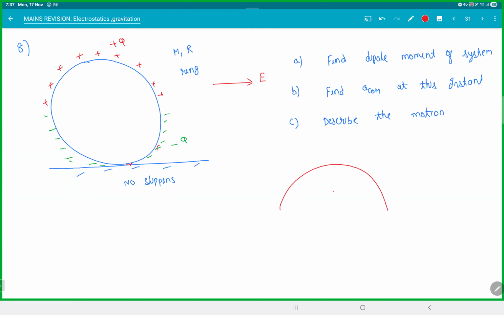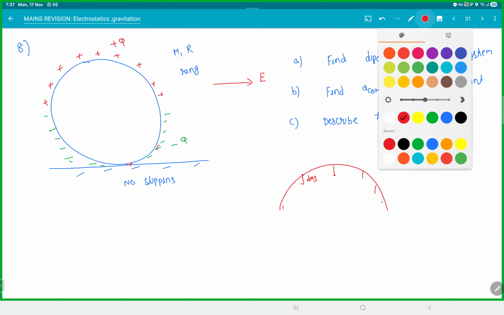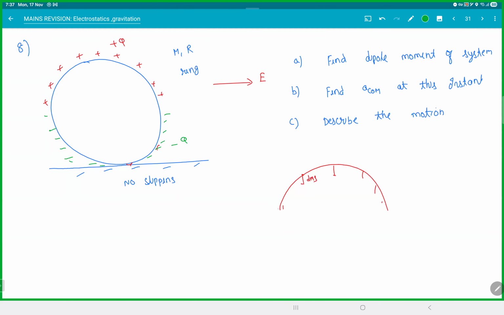acting, you will say mg is acting at center of mass. But technically speaking, the weight is acting as dmg, dmg, dmg everywhere. Using that same logic, you can say the electric force will also act as E dq, E dq, E dq everywhere. So I can use the same logic and set it at the center of mass. So be careful. This will work only when the electric field is constant. If E is variable, you can't do that.